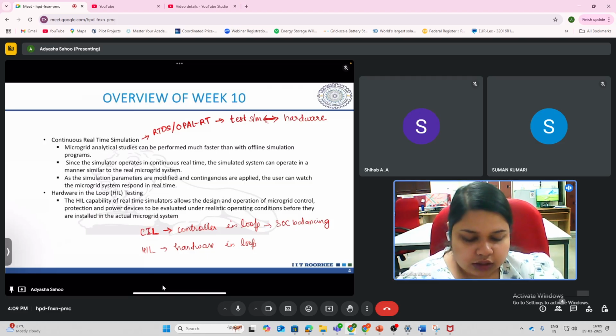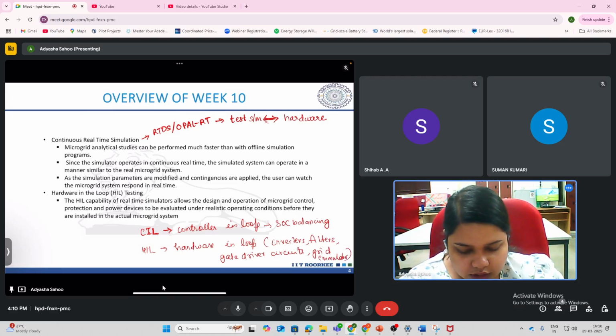And the other two were the power generation from PV and wind. There we had connected various hardware components such as your inverters, filters, driver circuits. Then there was the grid emulator and various other components. Those were interacting in real time with the test system, which was embedded on the RTDS cards, and we were able to perform the simulation there.